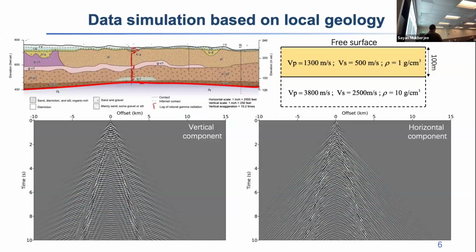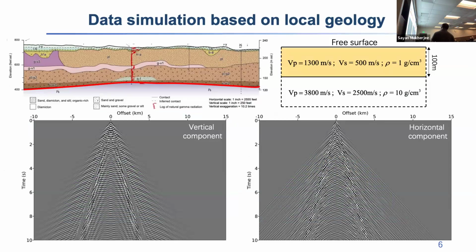Then how can we verify we retrieve the body wave? We verify that with simulation data. This is the local geology map of the wind farm, and there's a free surface. There is also a high-contrast impedance interface, which is the basement. The depth of the basement is around 100 meters. So we built this two-layer model. The parameters are averaged from the well-log data. Then using the two-layer model, we do elastic forward modeling.